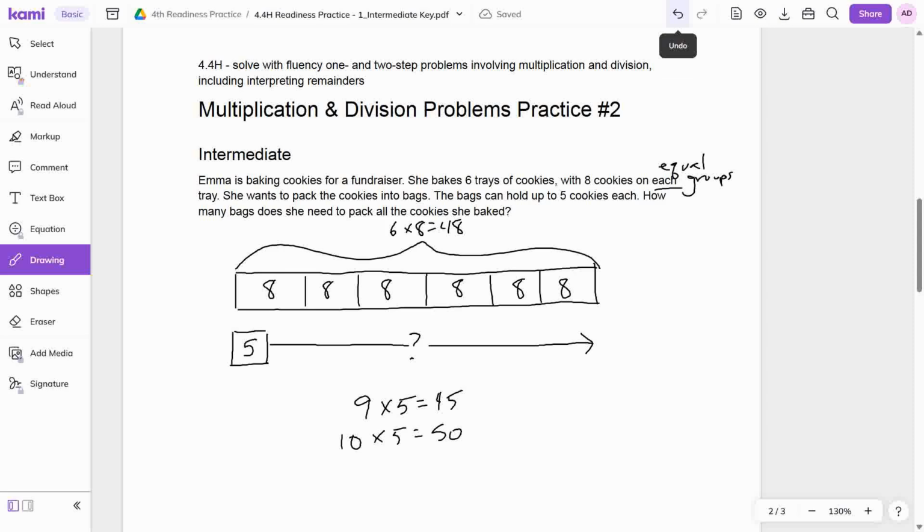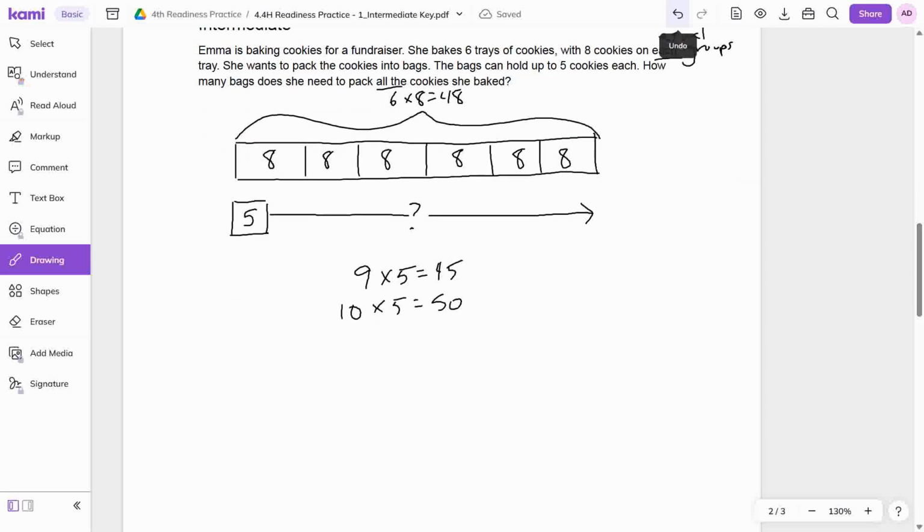And we need all the cookies to be packed up. Therefore, I am going to need that extra bag. That extra bag is only going to have 3 cookies instead of 5, but there's nothing wrong with that. So in order to pack all of the cookies, she needs 10 bags. And we just know that that 10th bag is not going to be completely full, which is fine.